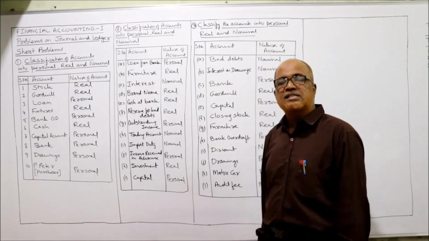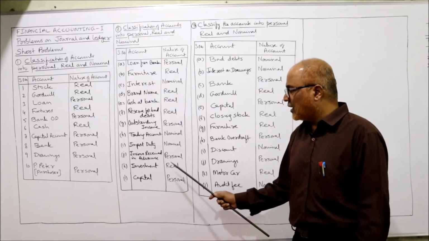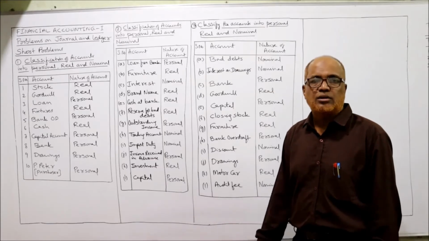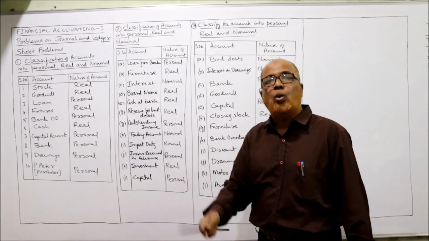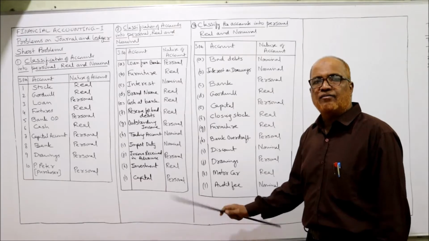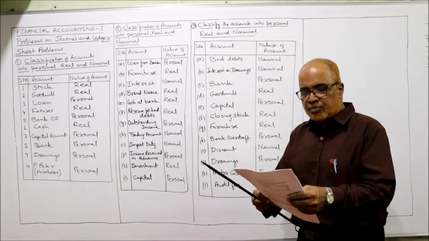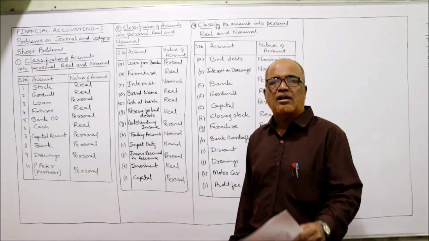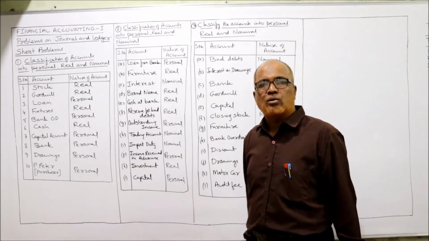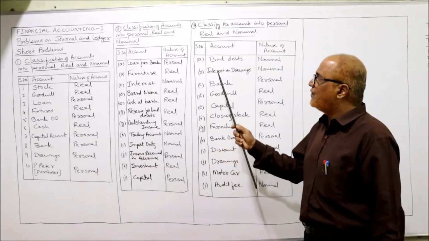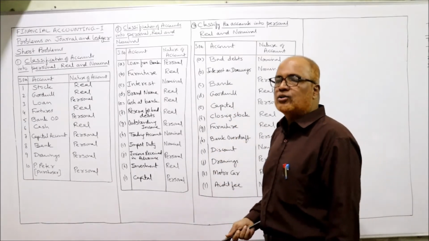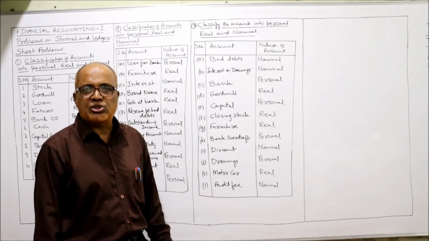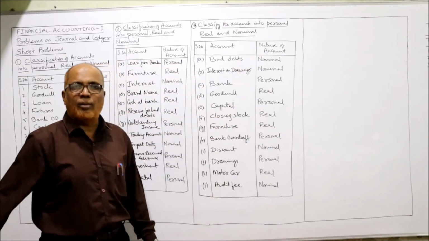Then investment is an asset, real account. Capital account is a personal account, representative personal account, because capital is representing the owner. That's all. Next, problem number 3. Again, classify the following accounts into personal, real and nominal. Again, a few accounts are given, we have to classify them. The first, bad debts. Just now I told you bad debts is irrecoverable debt. That is completely lost, dead loss. So bad debts is a nominal account.